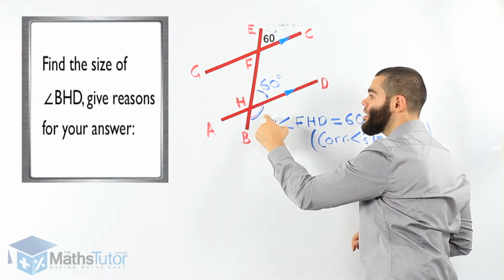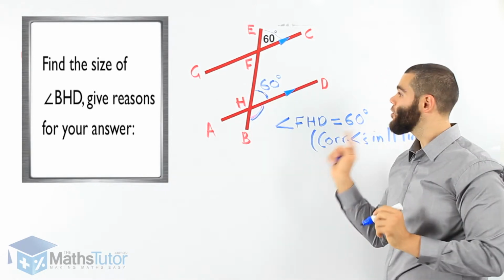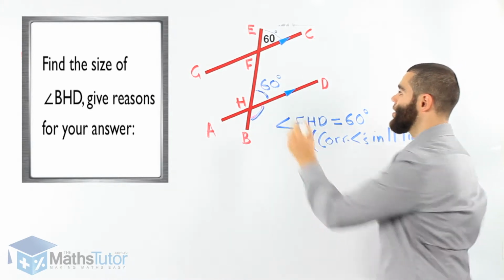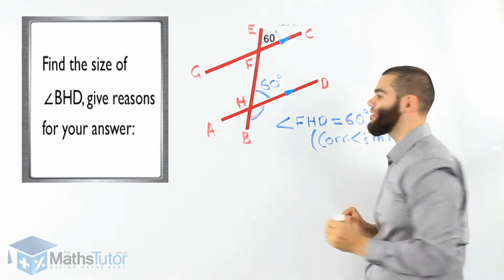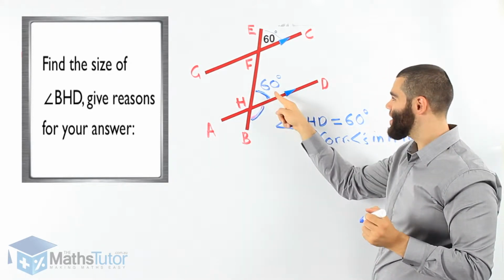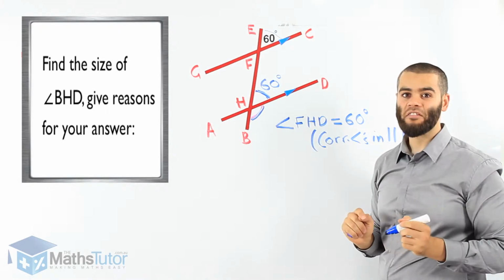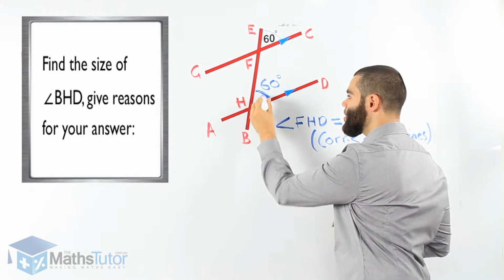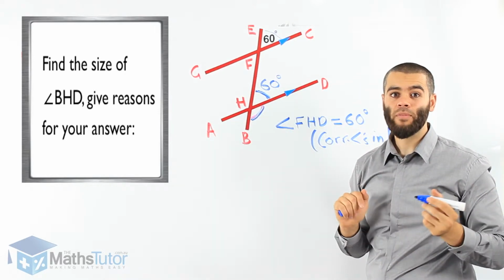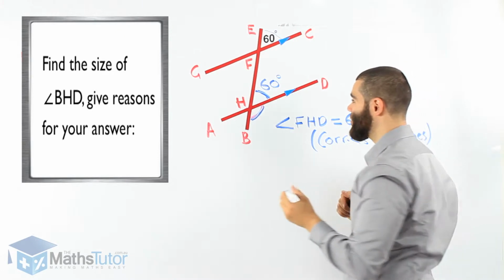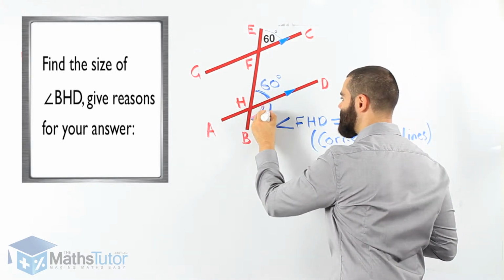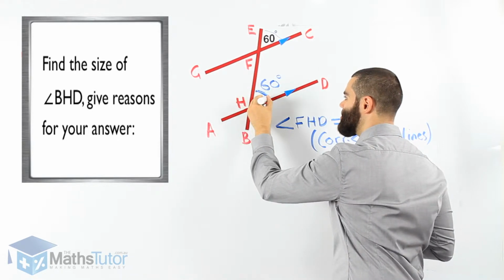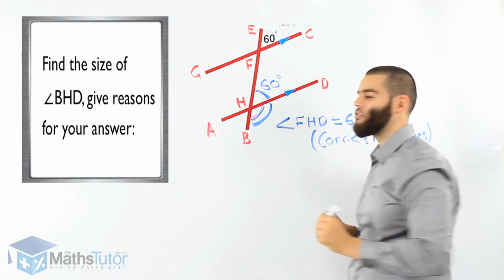Now we are closer to our target, angle BHD. Well, we wrote our reason, we wrote our answer. This is perfect so far. This is 60 degrees. Now we want to know, can we get from here straight to there? Yes, we can. What do you notice? These two angles are supplementary. Supplementary, they add up to 180 degrees. This angle here and this angle there, they are sitting on this straight line. 60 and this angle here make 180.